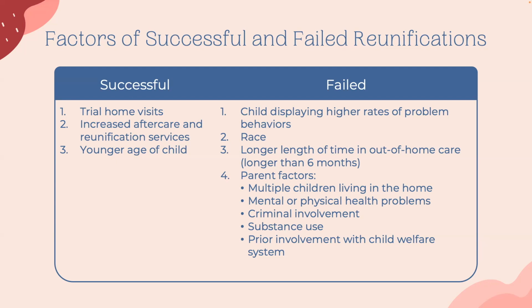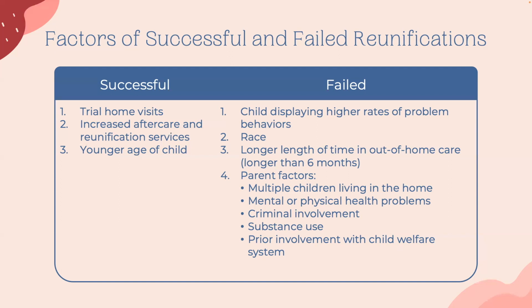Finally, a group of factors related to parents was also identified, mainly including families having multiple children living in the home, parents dealing with mental or physical health problems, parents who had criminal involvement, parents who had issues with substance abuse, and families who had been involved in the child welfare system with children entering and exiting care multiple times.